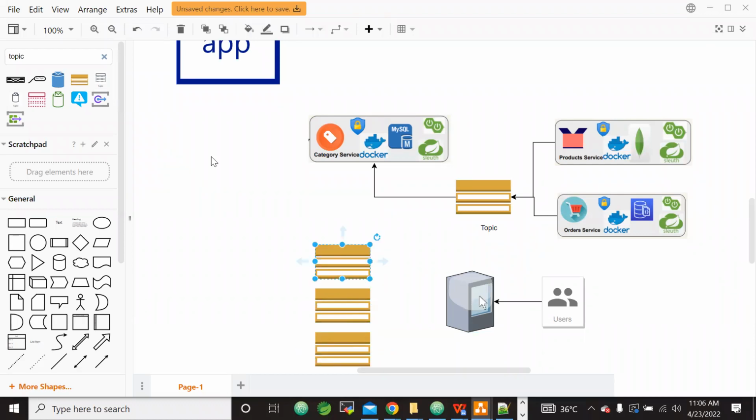Every topic will have a concept called partition. So we will partition it. Every topic will have one or more partitions. So this is one partition and this is another partition.